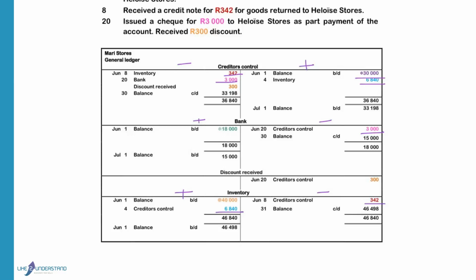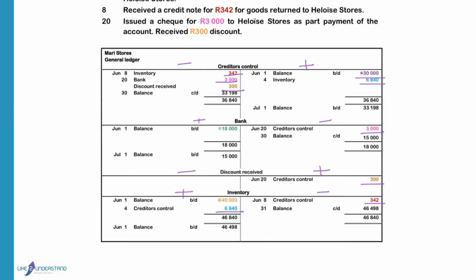We receive 300 Rand discount, so we will debit the creditors control to decrease the amount that we owe with 300 Rand. And we will credit discount received with 300 because the income increases on the credit side.